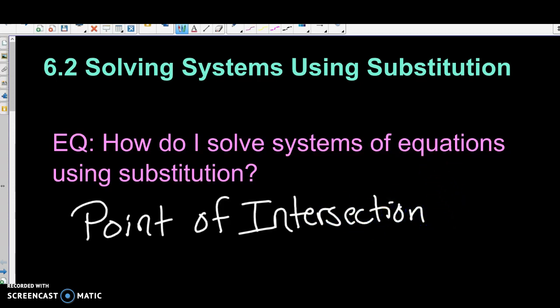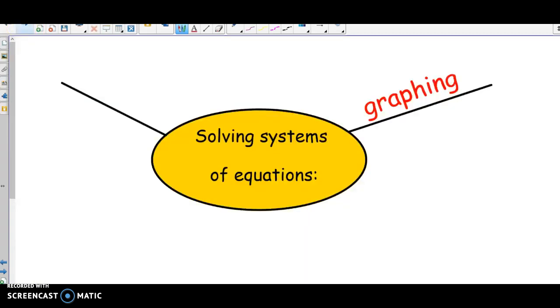And there's two ways of doing that. One of them is using substitution, and the other one is using elimination, which we'll talk about tomorrow. So far we've done graphing for solving systems of equations, and now we're going to add substitution to our toolbox of how to solve them.